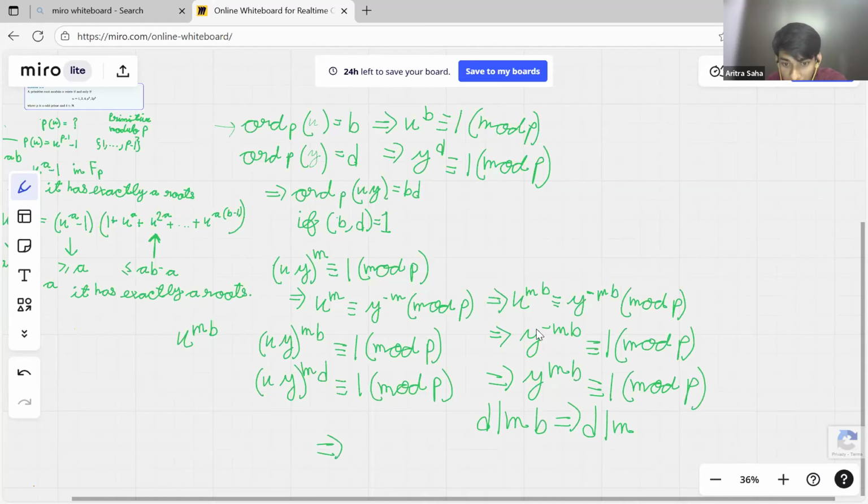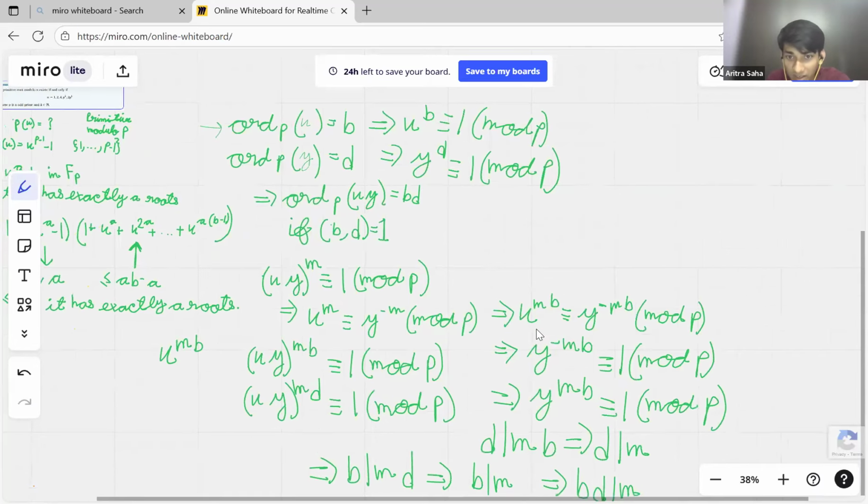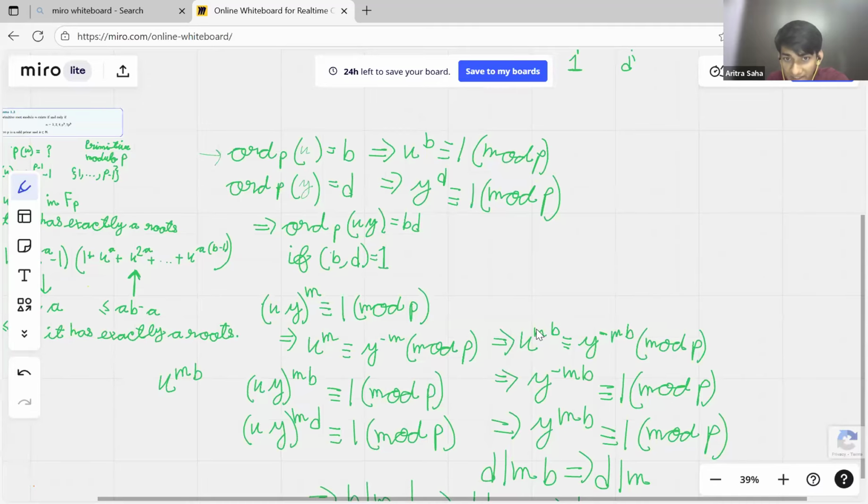And we'll also have b divides md. From there we'll also get that b divides m. Because they are co-prime again, bd divides m, and we can directly see that if you raise x to the power d here, this is 1. If you do power b here, y to the power bd is also 1 mod p. You multiply, then xy to the power bd is 1 mod p. So the order is just bd.